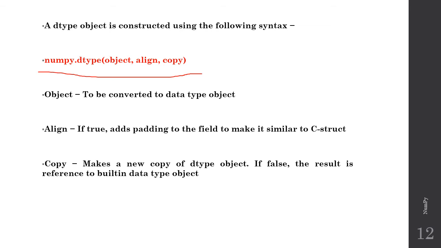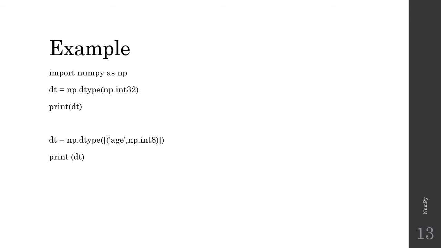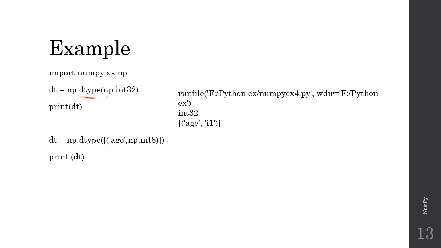So the method used to construct a dtype object in Python is the dtype method of the NumPy package. We'll see an example of the dtype method. For this, again, we need to import the NumPy package to our program and call the dtype method in the NumPy package. In the first dtype, we are passing np.int32. For each integer or floating point, there are many constants like this: int32, int8, int16, int64, and similarly for float and other data types. So this will create a data type object of integer 32, or int32. If we print dt, the result will be int32.